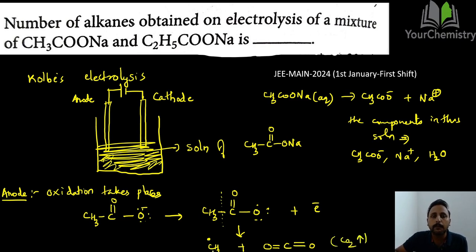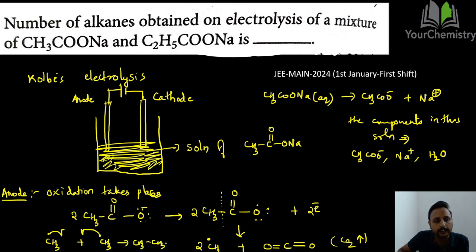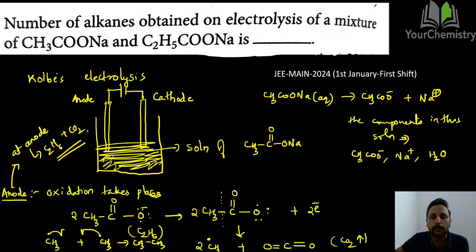I hope this is clear. So a methyl free radical is formed. Any doubt? Let's take two molecules of this, two molecules of this. So there are two molecules of methyl free radical formed. What will happen? These two methyl free radicals simply combine with each other to give CH3-CH3, that is C2H6, or ethane is formed. So what is the conclusion in this particular reaction? At the anode, what are the products formed? C2H6 plus carbon dioxide is formed.